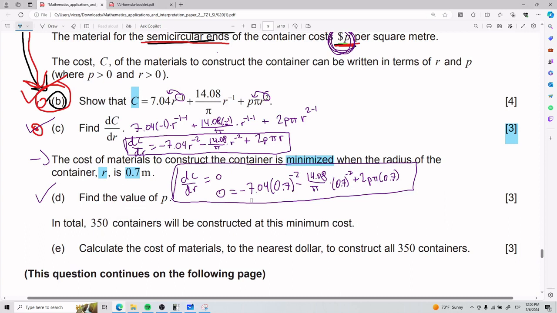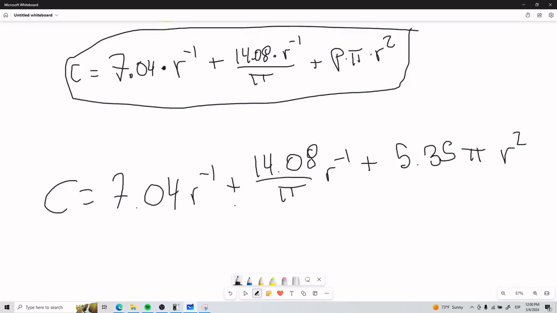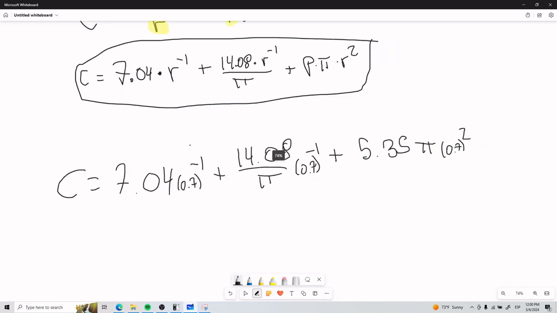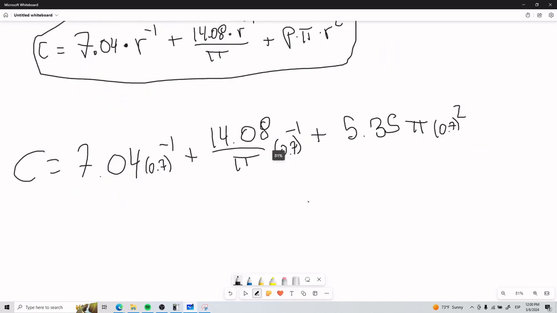All right, and they also tell you that the container is minimized, right, from this part. The container is minimized when r is 0.7. So I can also plug in 0.7 for r. So all of these can have a 0.7 plugged in. See? 0.7, 0.7, 0.7. And so this, ladies and gentlemen, is the cost of what? It's the cost of one container. See? And I know this looks nasty, but these are all just numbers. I just got to add, subtract, etc.